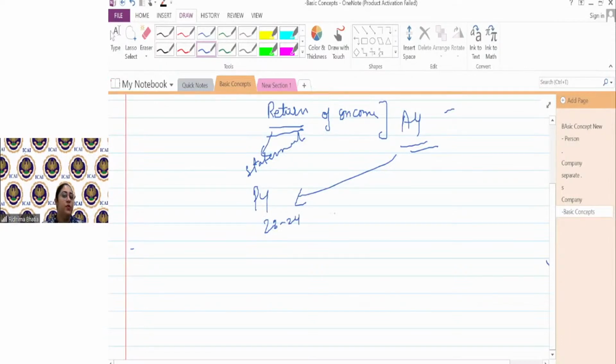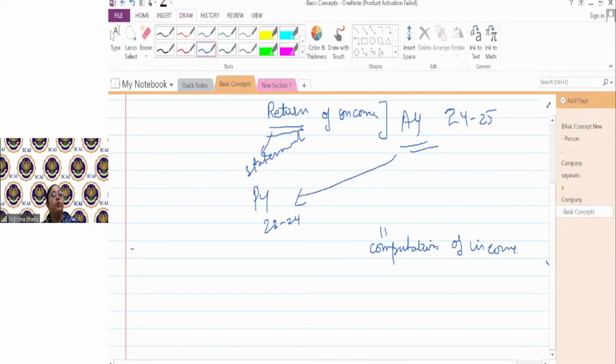So for previous year 23-24, I will file the return of income in the assessment year 24-25. Okay. But what goes in the return of income? Computation of income. Computation means calculation, that is, how you arrived at the income.